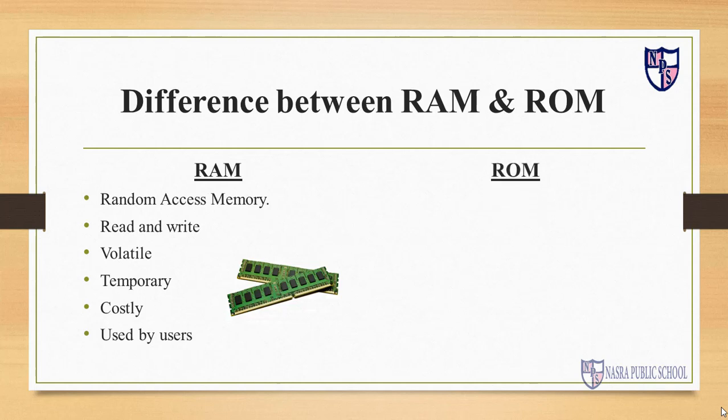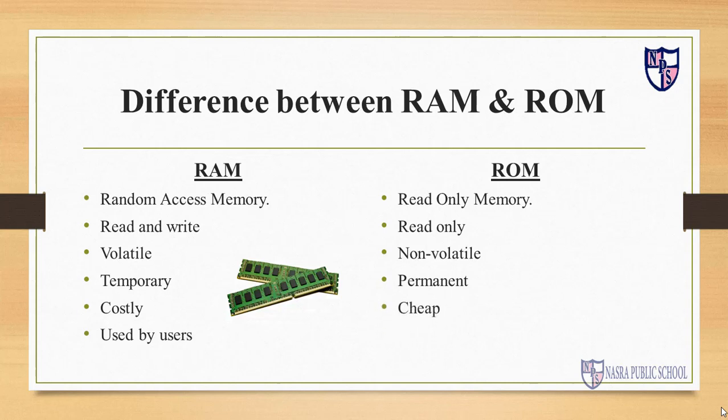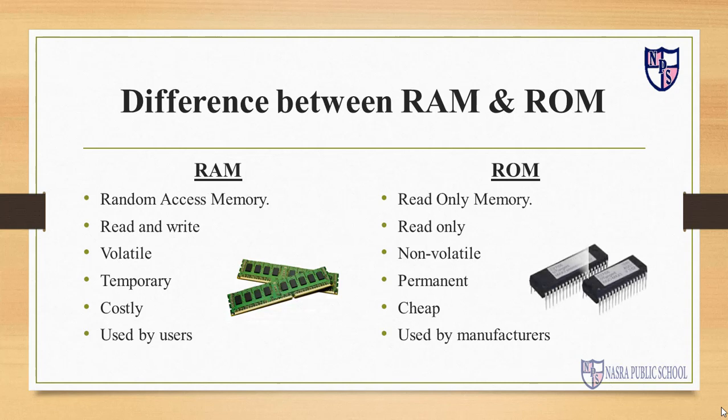The other type of memory is ROM. ROM stands for read-only memory. As its name represents, it is read-only memory; we can't write anything on this. It's non-volatile. If the power is gone, the data will not be lost. So it's permanent. It's also very cheap and it is used by the manufacturers. Here is the picture of ROM.